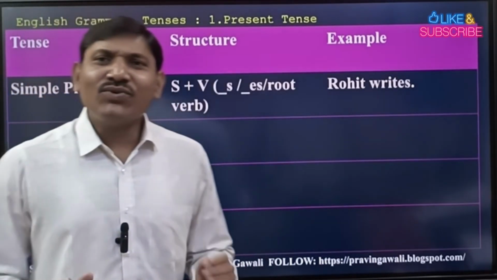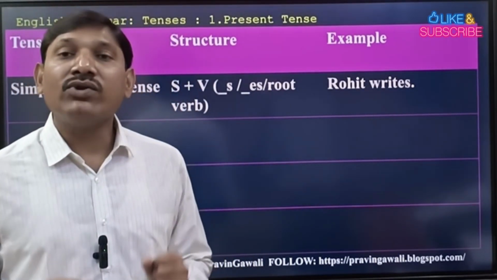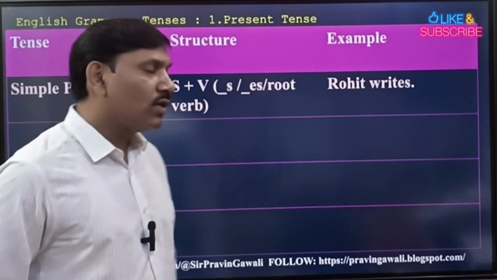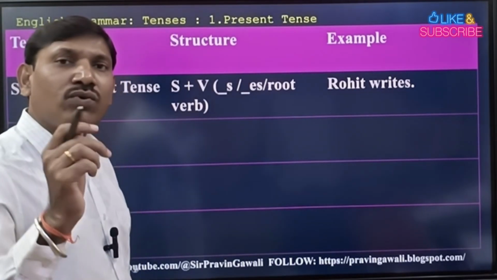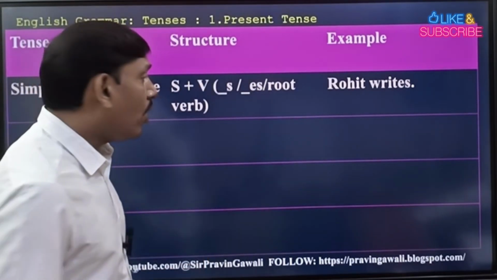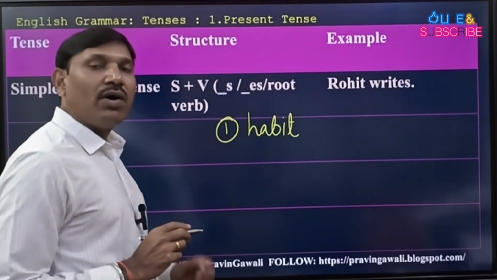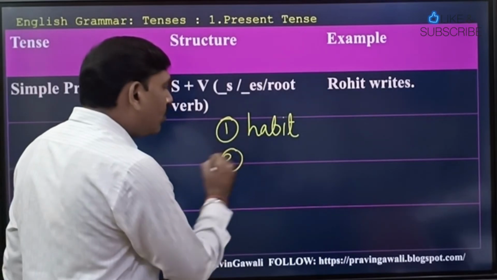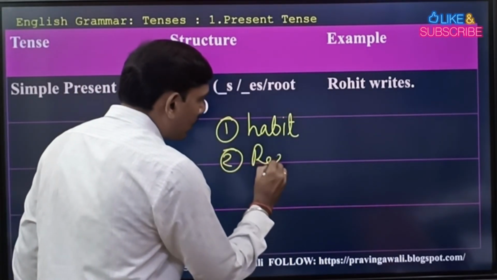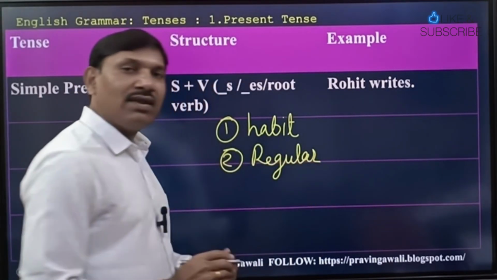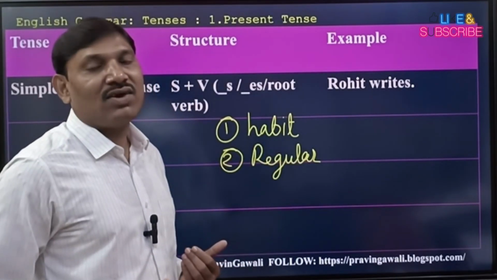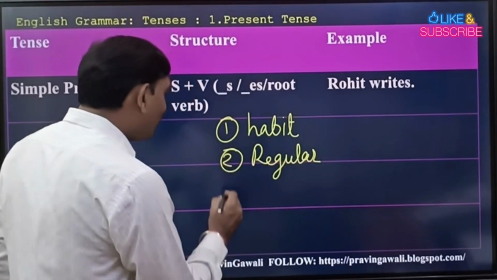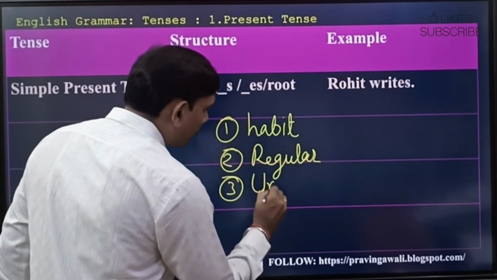Yes, dear students, first of all, let's try to understand why we use simple present tense. Okay students, why do we use simple present tense? Now see, students, in short, whenever you want to speak about your habit, then we use simple present tense. The next one, whenever you want to talk about a regular thing, the action which takes place regularly, on a regular basis. For example, you go to play. So regular actions. Then the next one, third, that is universal truth.